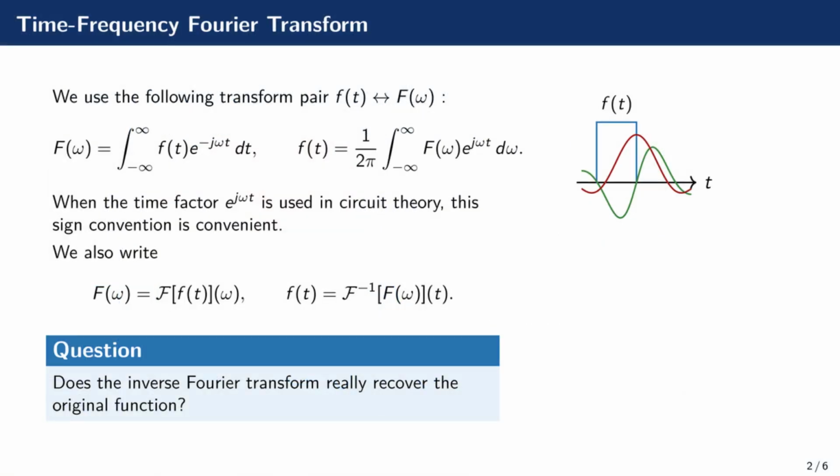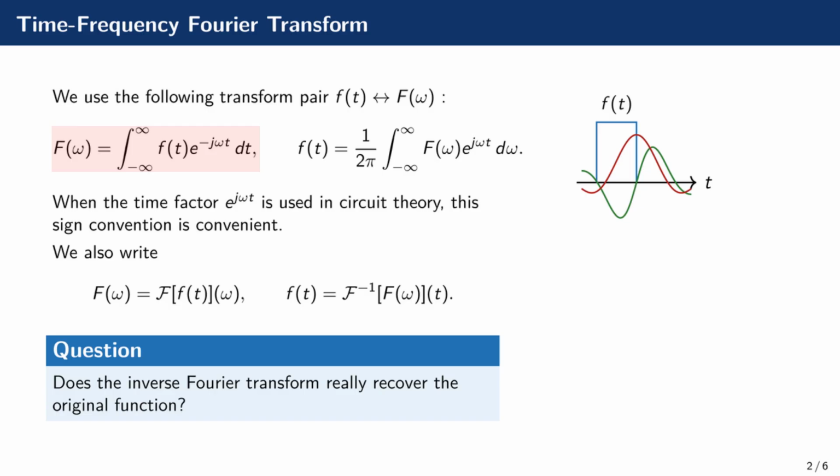Section 3. The Fourier Transform. You are probably already familiar with the Fourier transform between the time domain and the frequency domain. Suppose we have a time domain waveform, f of t. By taking its Fourier transform, we can decompose it into its frequency spectrum, F of omega, using this formula.